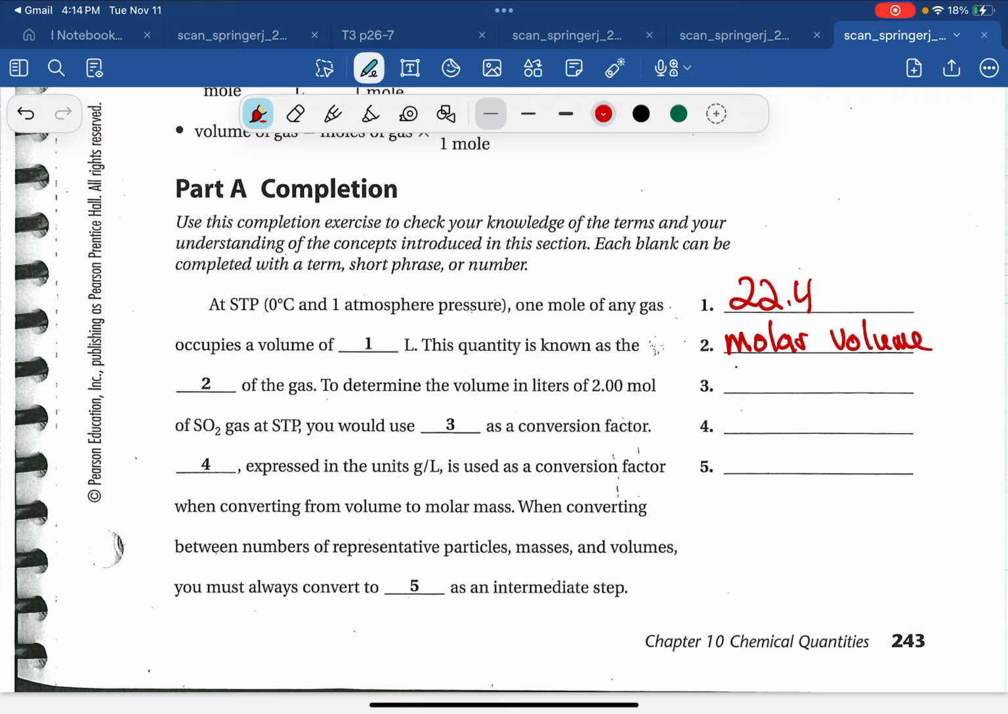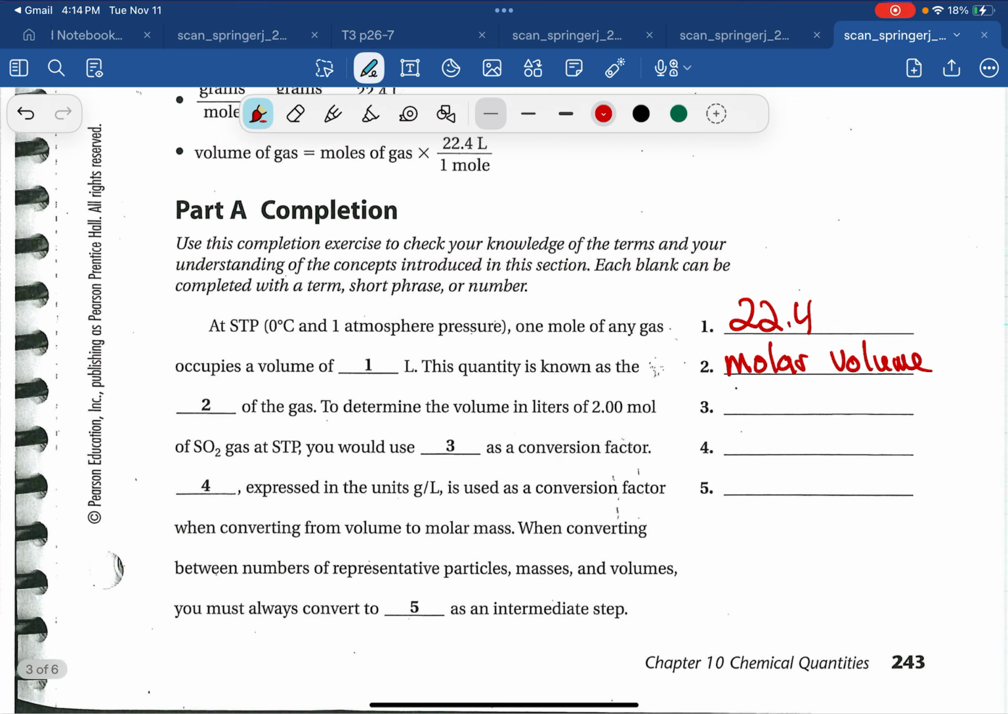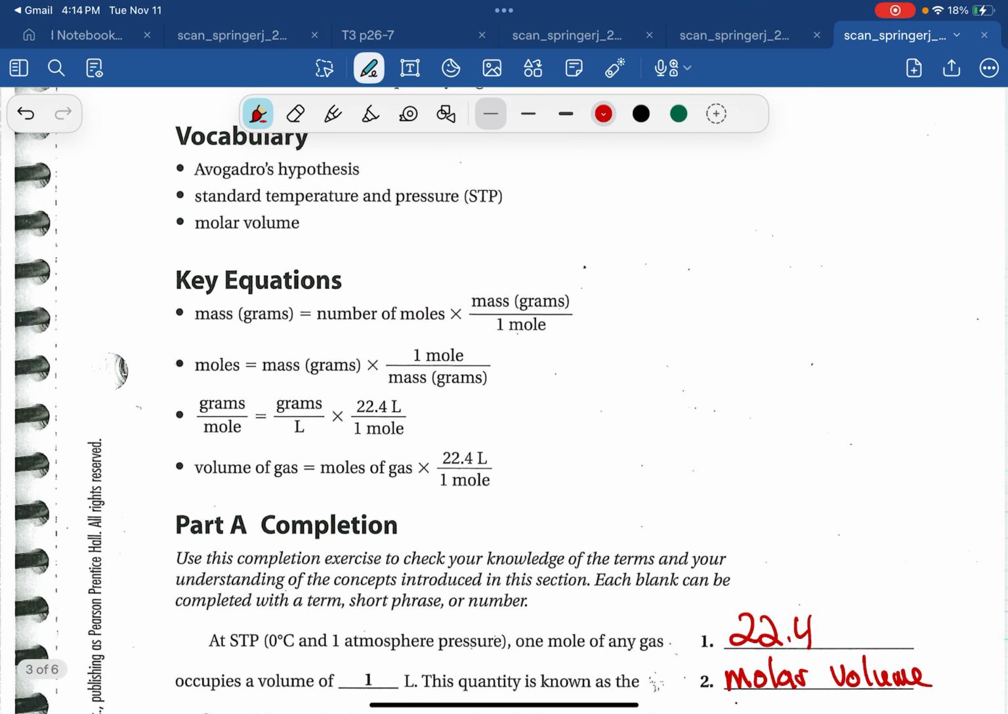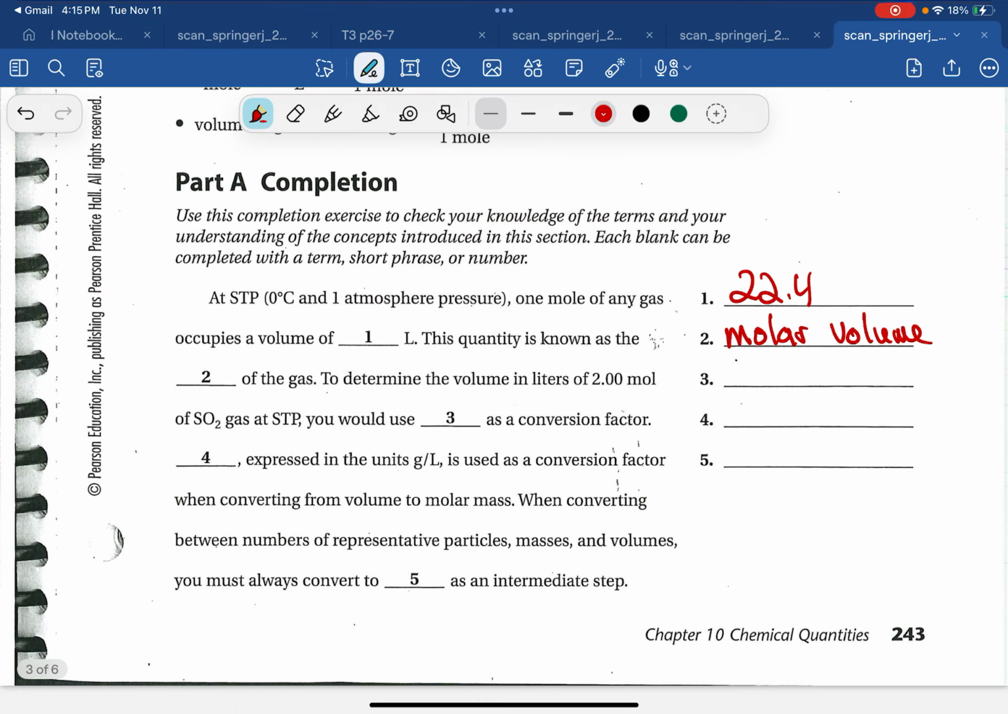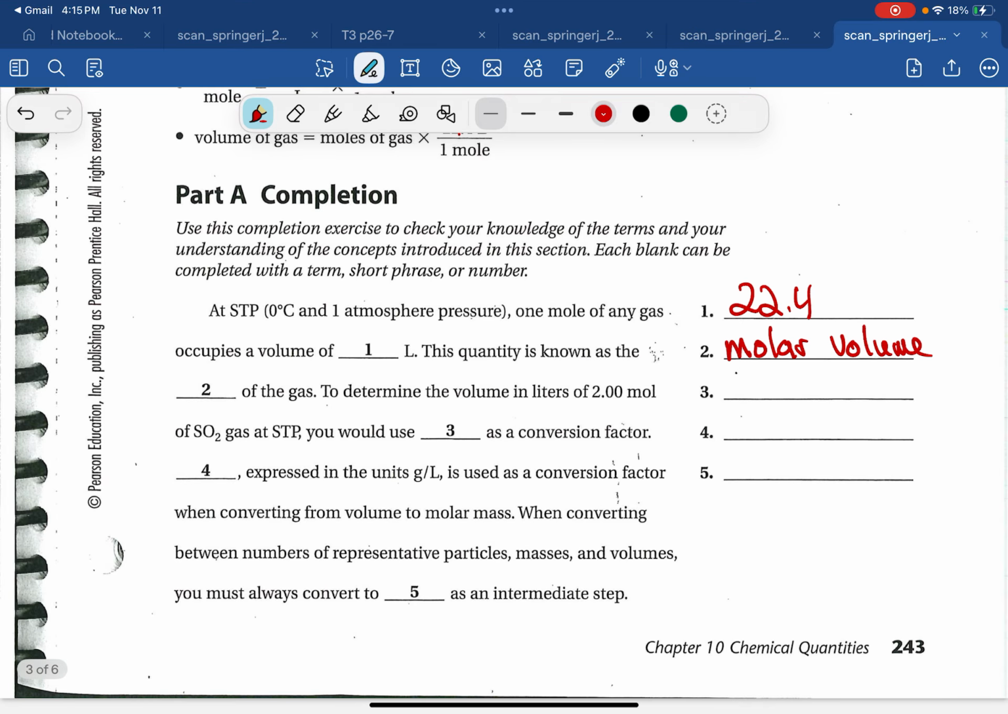of the gas. To determine the volume in liters of 2.00 moles of SO2 gas at STP, you would use, all right, so we've got moles and we want liters. Volume of gas is moles times 22.4 liters per mole. Sorry, that was my alarm telling me it's almost time to go home.